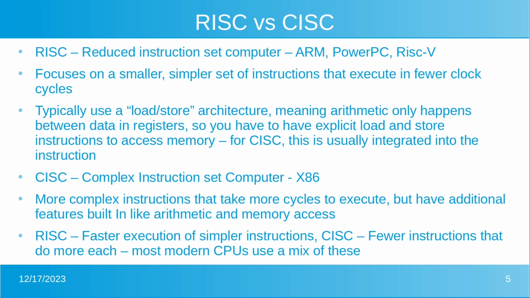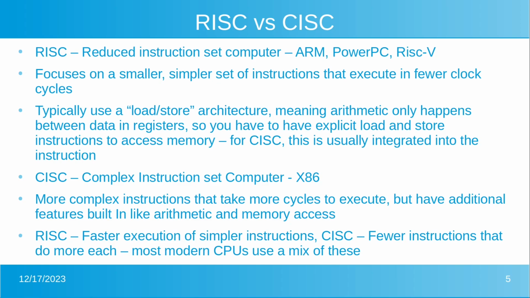Now, with CISC, the instructions are more complex and they take more cycles to execute, but the trade-off is that they have additional features built into them, so things like arithmetic and memory access. They also have more dedicated hardware that can handle more dedicated tasks. For example, I think it was Sandy Bridge that introduced AVX, Advanced Vector Extensions, that can perform more advanced scientific numerical calculations. That was an extension of the x86 instruction set, and it's a very complex set of instructions that you would not find on a RISC chip, at least not in a base RISC instruction set.